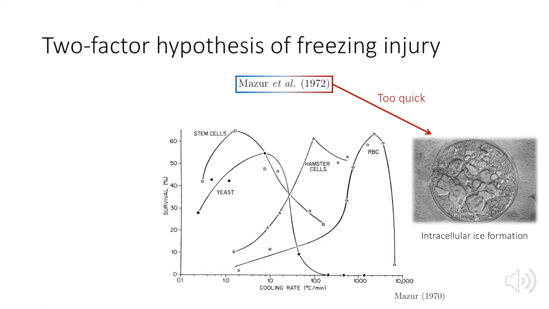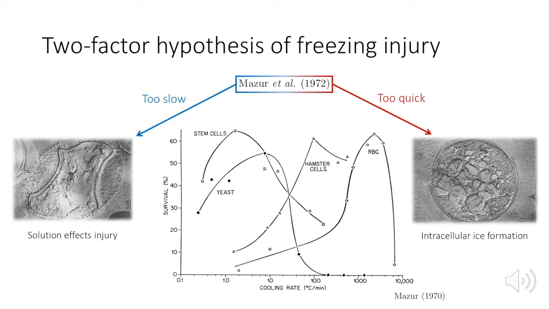The two-factor hypothesis says that if you cool too fast, the cell is damaged by intracellular ice formation, which can pierce and crush the cell membrane, whereas if you cool too slowly, the cell is damaged by solution effects injury. For example, the toxic effect of cryoprotective agents, or CPAs, added to lower the freezing temperature. These two damage mechanisms are more prevalent at different extreme cooling rates, and so there's an optimal cooling rate somewhere in the middle. It's this optimal cooling rate that we want to try and predict using mathematical modelling.